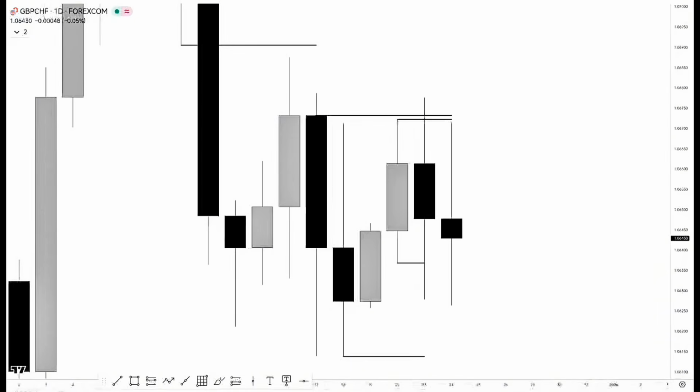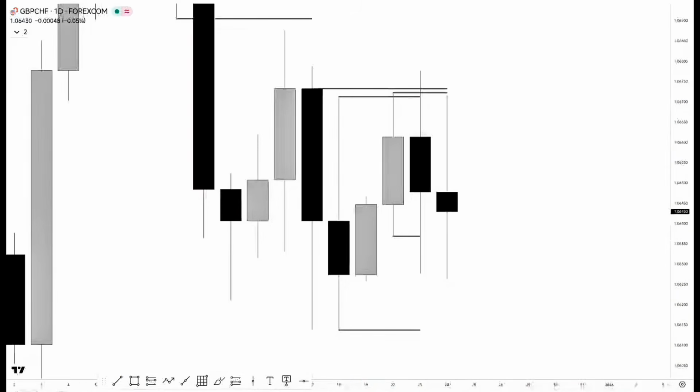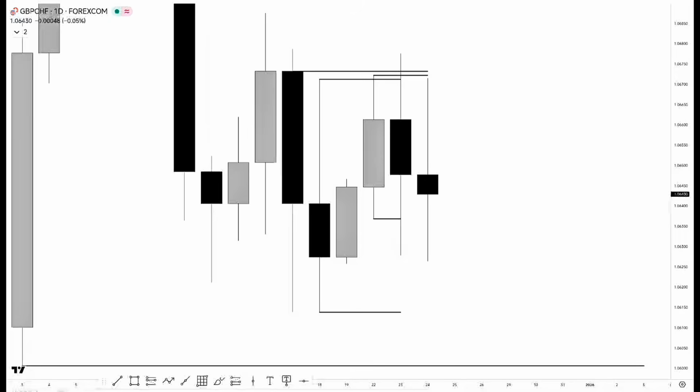But this is what I painted, this is what I saw, this is what I'm working with, and this is still very much intact because all these candles are closing below it. So whatever I'll be looking for is going to be a sell, a selling scenario to the downside. So just take a look at it and bookmark GBPCHF for your watch list.